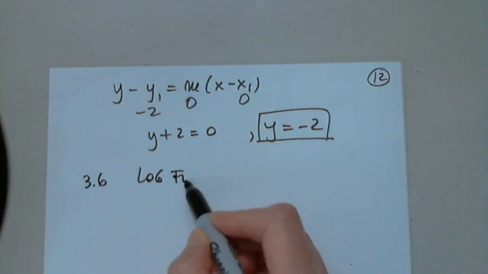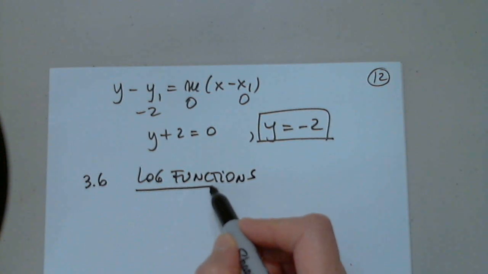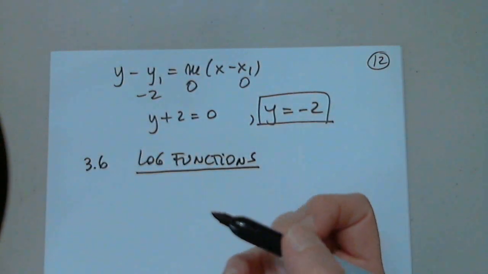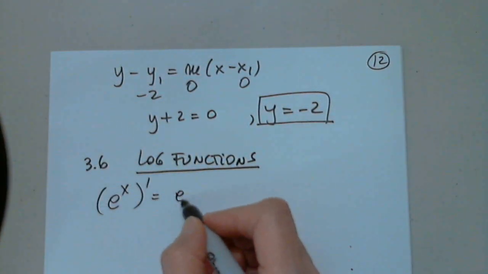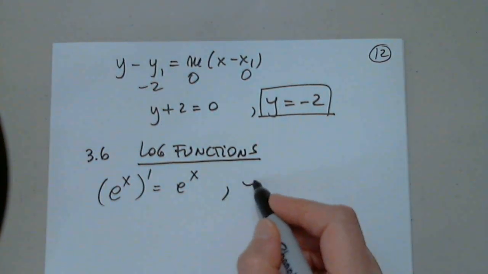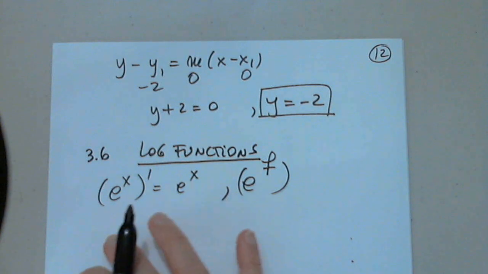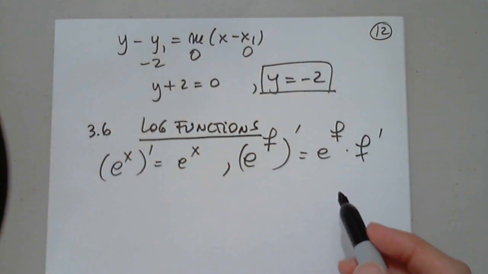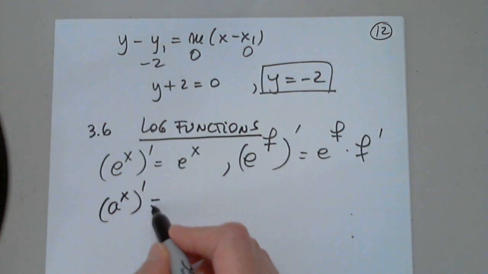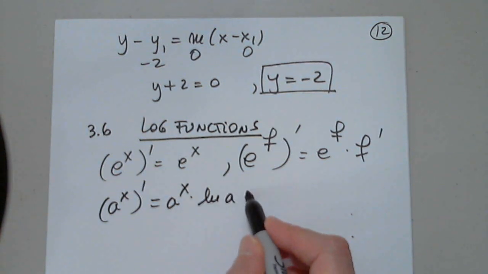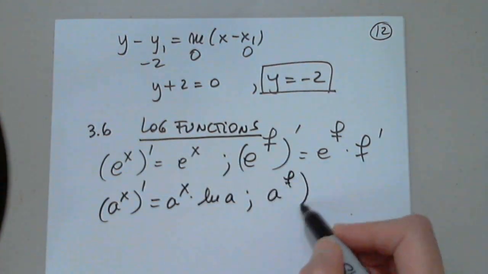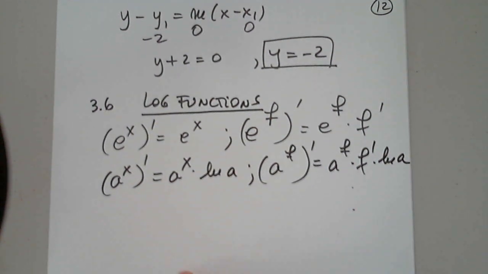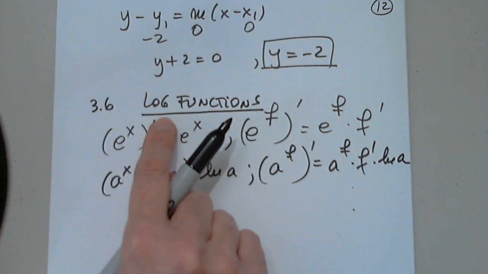So let's talk about log functions. When we differentiated e to the x, we remember it's e to the x. When we differentiated e to a function, these are not log, the exponentials, we have e to that function times the function prime. Just a quick review of formulas. A to the x prime is a to the x times natural log a. But if we have a to a function prime, it's a to that function times the function prime times also natural log a. This was a quick review of the inverse functions of the log.